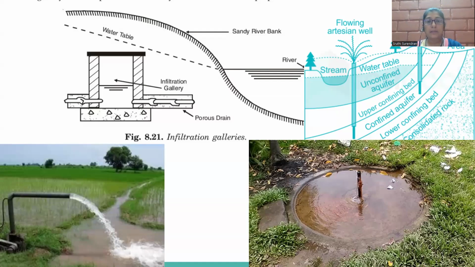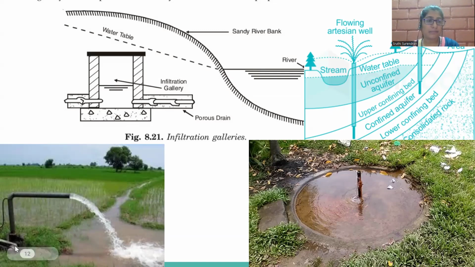Infiltration galleries are nothing but horizontal wells. They are constructed below the surface of the soil, particularly below the water table. Below the water table, horizontal structures or horizontal wells are constructed, which receive lateral seepage of water from the water table and store it. They have networks or pipelines connected to retrieve this water. Such structures are called infiltration galleries.